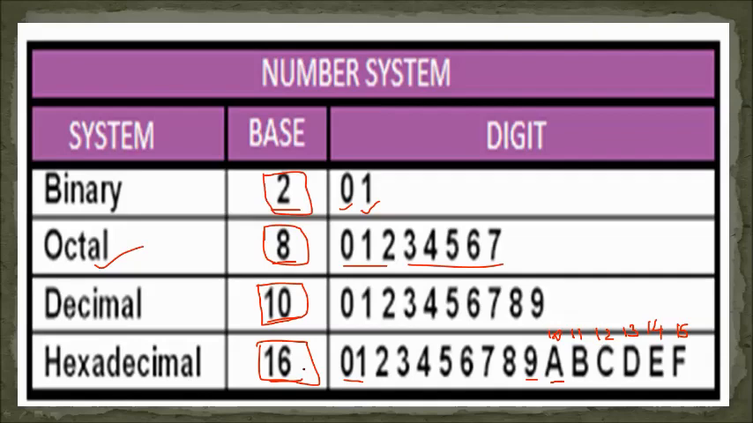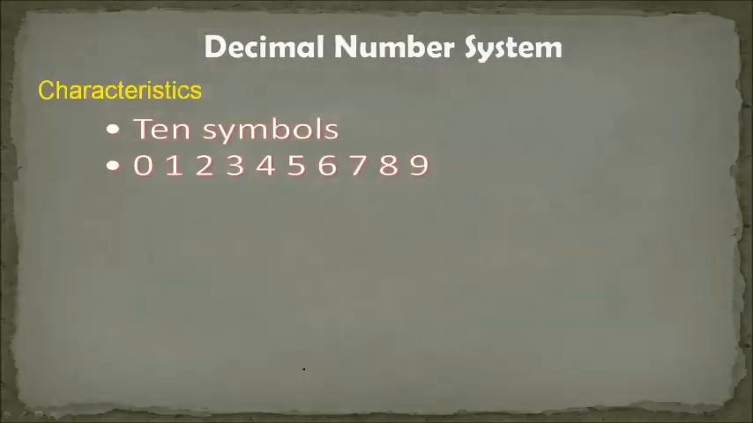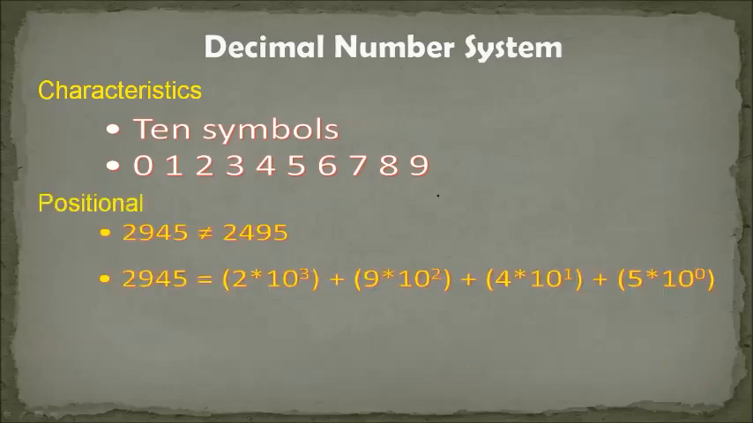Hope it is clear. Let's move on to the next, the decimal number system. As we already discussed in the previous slide, the decimal number system has 10 symbols. These can be considered as numerics as well as numbers. What are the 10 symbols? 0 to 9. These digits will be considered as symbols as well as numbers. The same way, positionally, you can see that the number 2945 is not equal to 2495. Obviously, this is not correct.